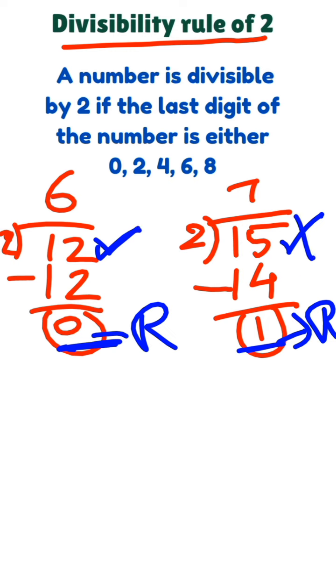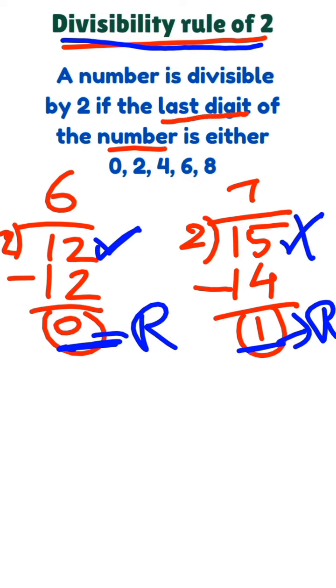When we take bigger numbers, it is not always easy to divide and check whether a number is divisible by 2 or not. So for that we have a simple rule called the divisibility rule of 2, which tells us that directly by seeing the number you can tell whether the number is divisible by 2 or not. For that, you have to check the last digit of the number.